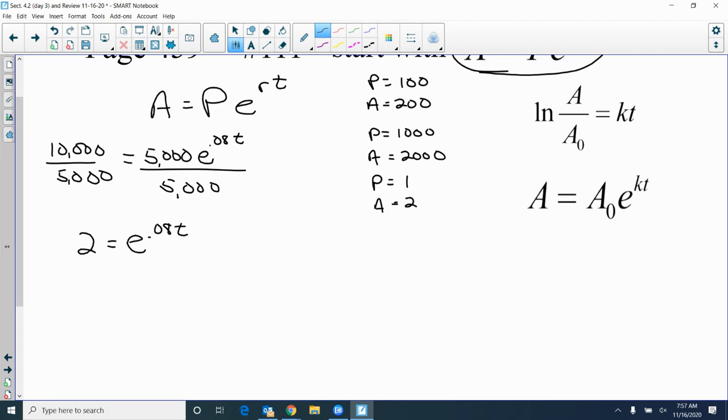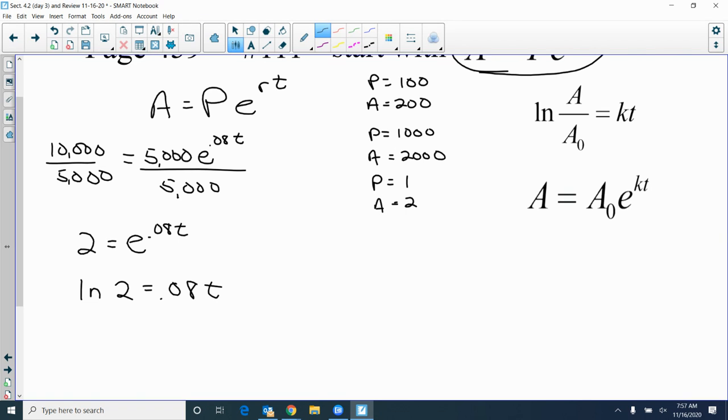Let's see if any of this is sinking in. Peyton? Would it be ln to the second power equals 0.08? Not ln to the second power, just ln of 2, natural log of 2, okay, equals 0.08t. Now you can solve that. You got a calculator. This is definitely calculator part. You can take the natural log of 2.